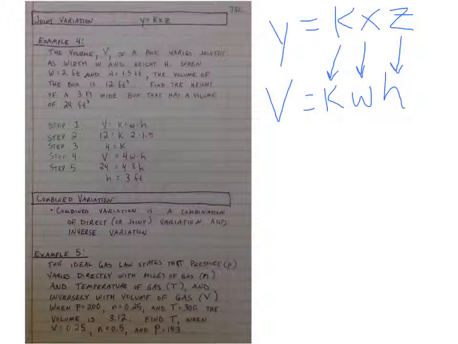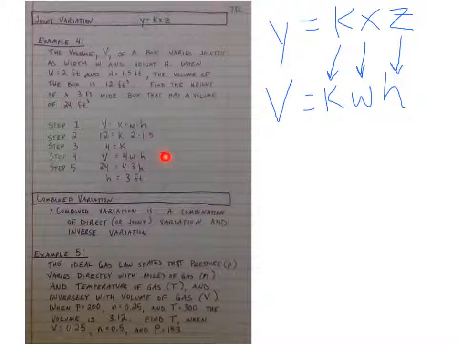When w equals 2 and h is 1.5, the volume of the box is 12 cubic feet. So we use that to find our k value. So we write our variation function in step 1. In step 2, we substitute all the known values. And in step 3, we're able to solve for k. Now that we have k, we can solve further problems.